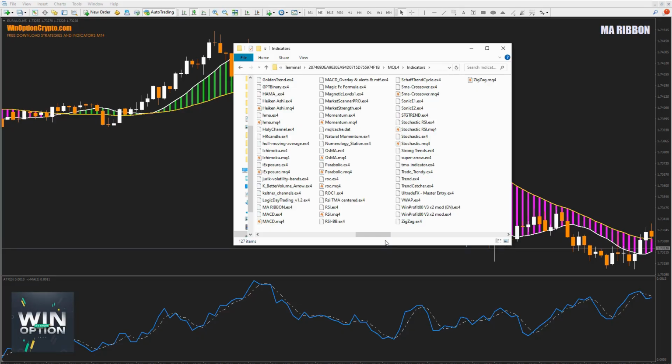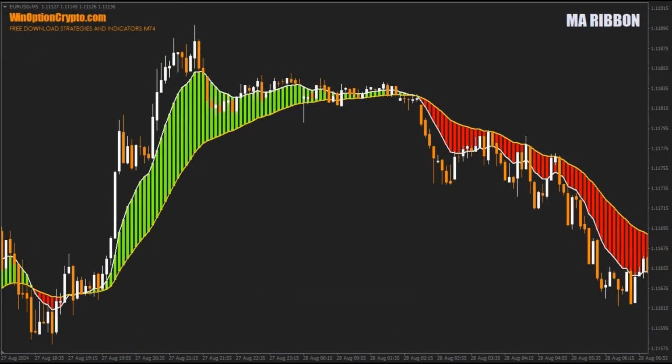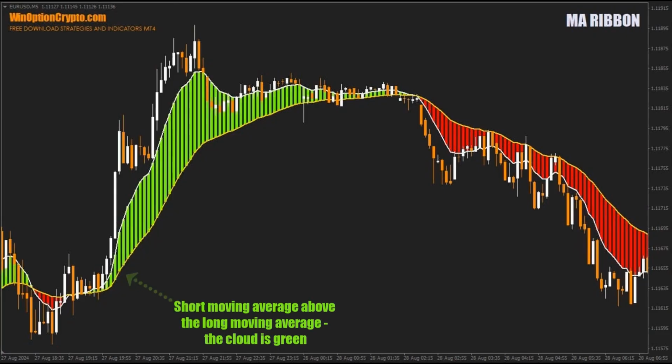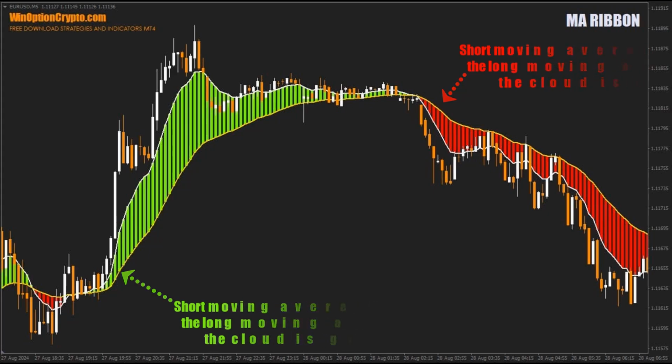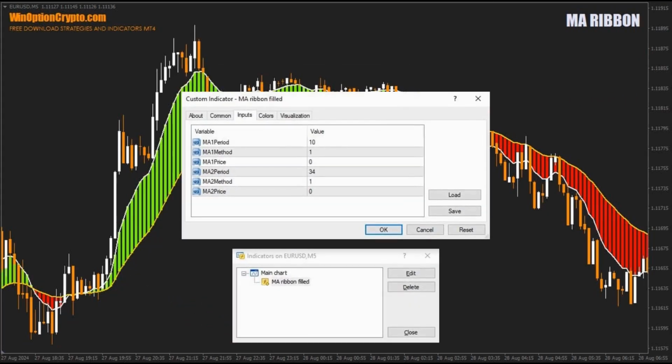Now let's look at the principle of operation and key settings of this indicator. MA ribbon is a successful combination of two moving averages displayed as clouds. If the short moving average is above the long one, the cloud is colored green, and if the opposite is true, it is colored red. We recommend using MA ribbon on time frames from M5 and higher, since on M1 this tool gives too many false signals. This indicator has few settings, and the main ones are highlighted on the screen.